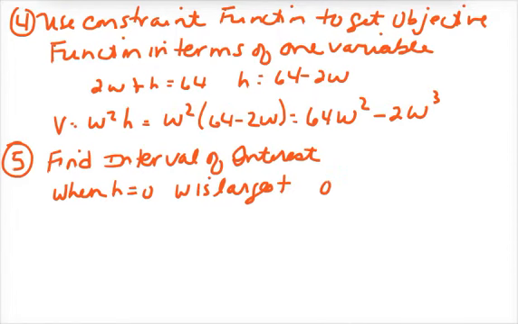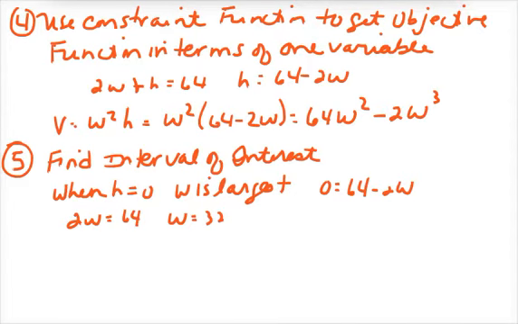And that happens when you set the equation equal to 0 and solve for w. So 64 minus 2w equals 0. That's when w is the biggest, when the height is the smallest, and that's 0. So let's solve for w in this equation, and you're left with 2w equals 64. So w is equal to 32.